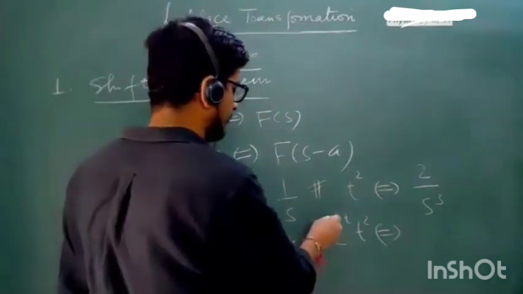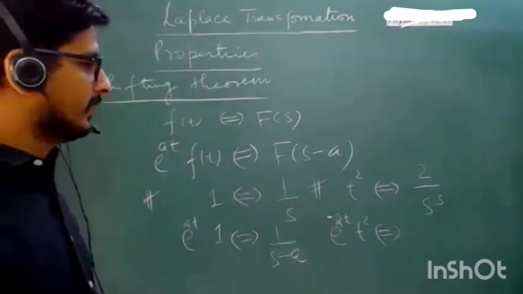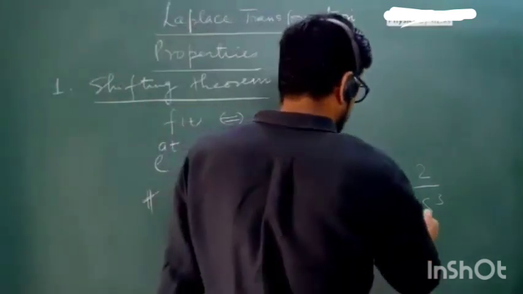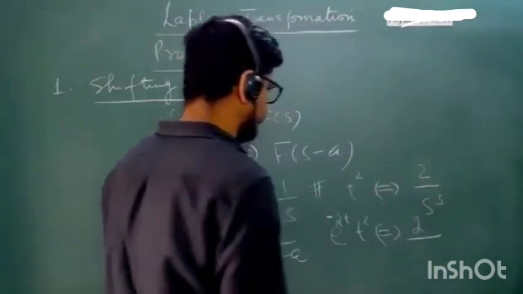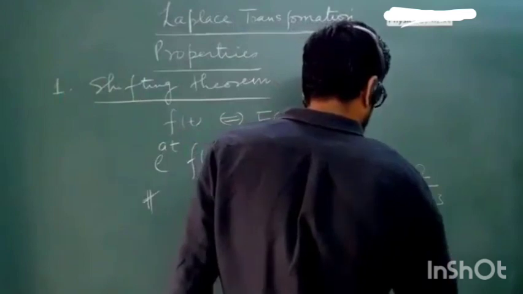Let me give you minus 2t. Suppose this is multiplied. So what will be your new Laplace? 1 upon s plus 2, and 2 upon s plus 2 cube. So it will become 2 upon s plus 2 whole cube.